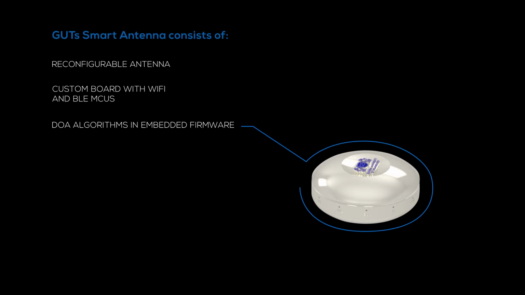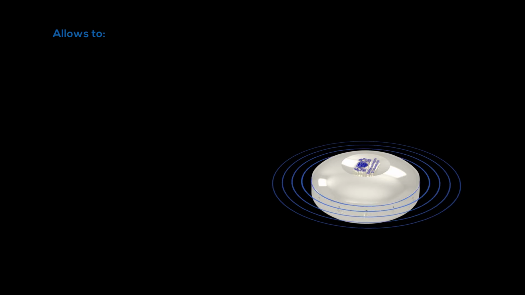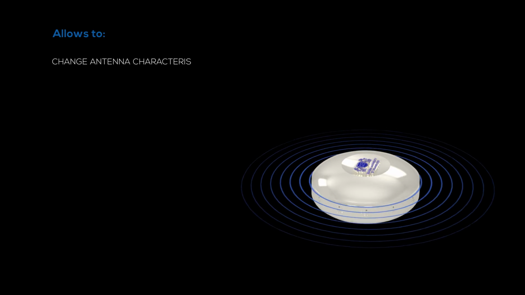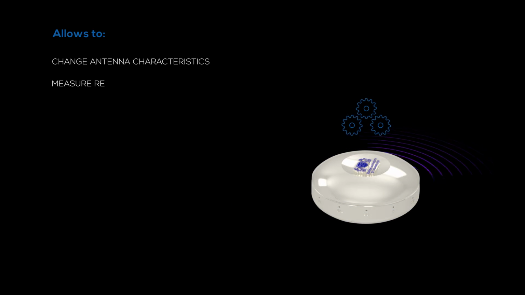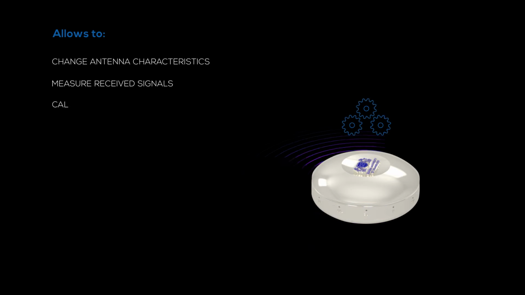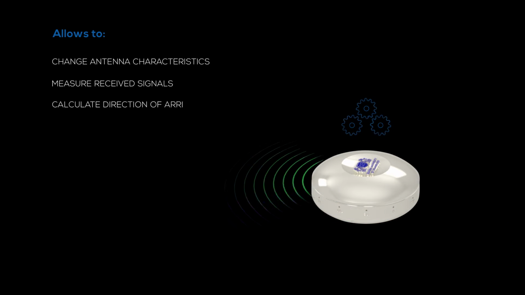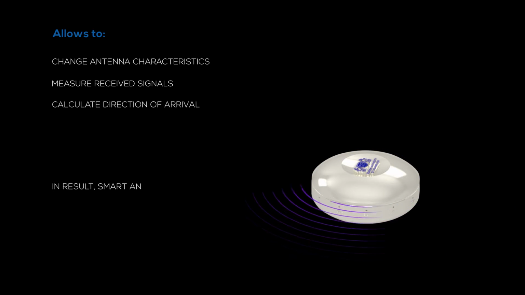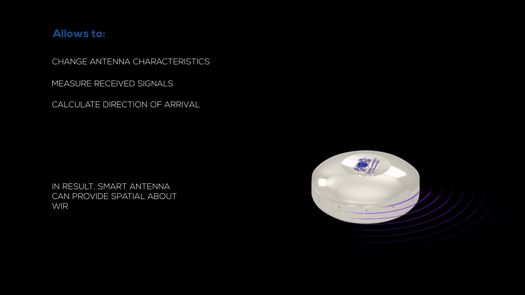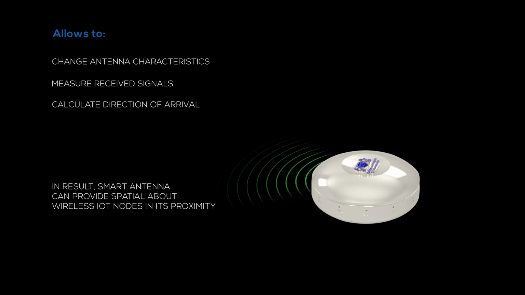direction of arrival algorithms implemented in embedded firmware. It allows changing antenna characteristics, measuring received signals, and calculating direction of arrival. Therefore, it can provide spatial information about the wireless IoT nodes in its proximity.